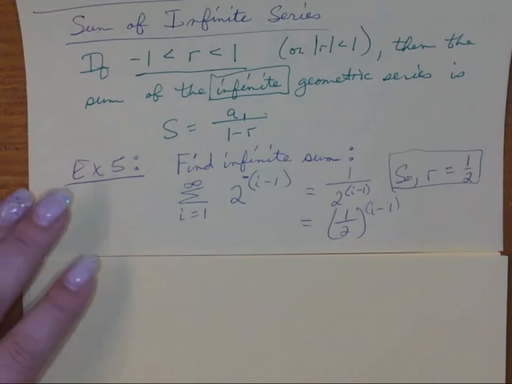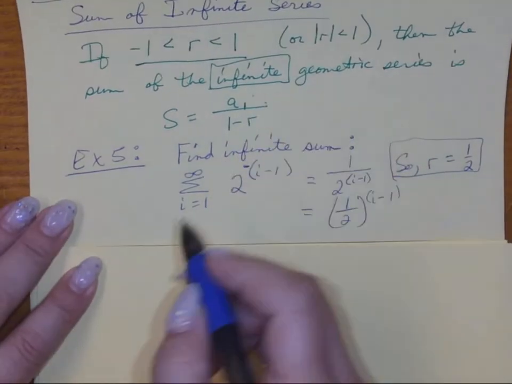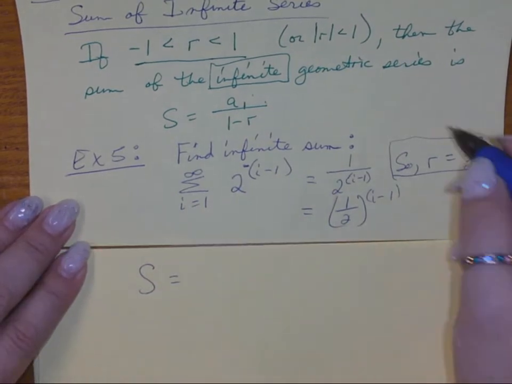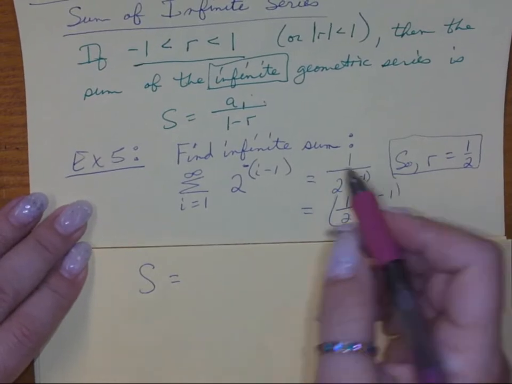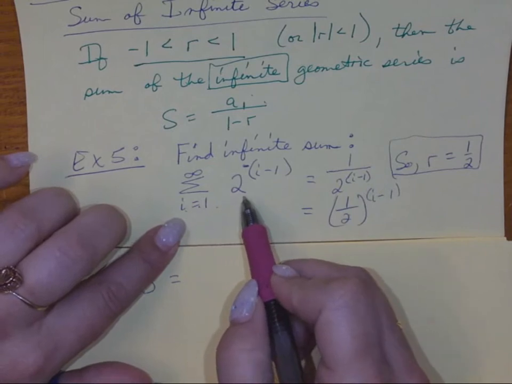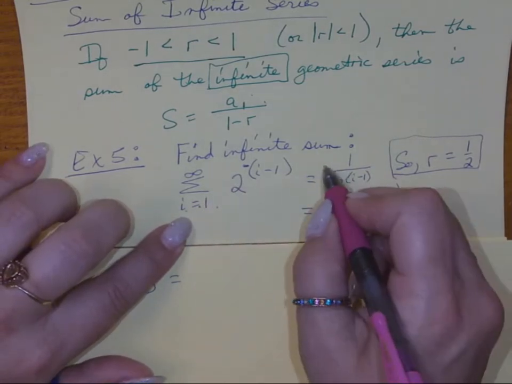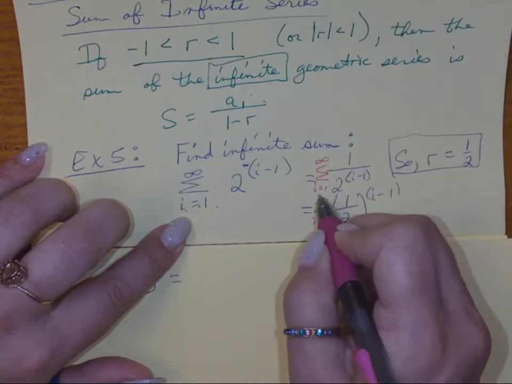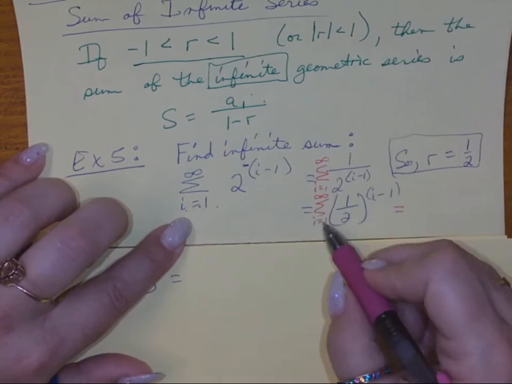What do I need to use that formula? I need the a sub 1. What would that be? Well, let's think about it. I should have written these numbers up here somewhere. I'm sorry. We're doing i equals 1 to infinity. I lost my i equals 1 to infinity, so I can't be losing that, right? So i equals 1 to infinity.